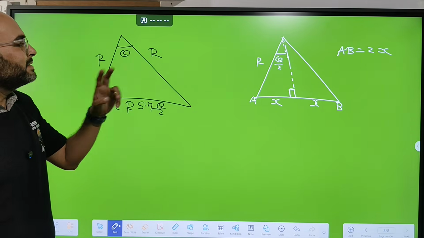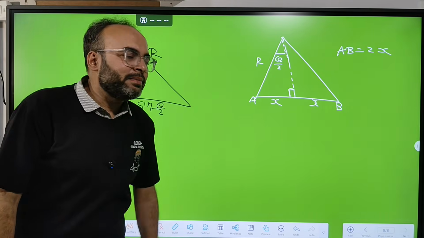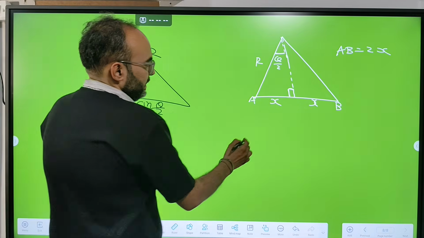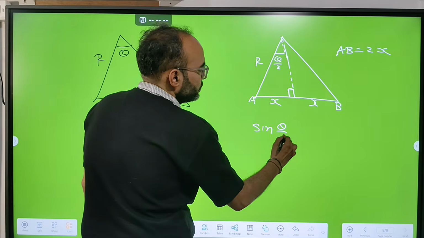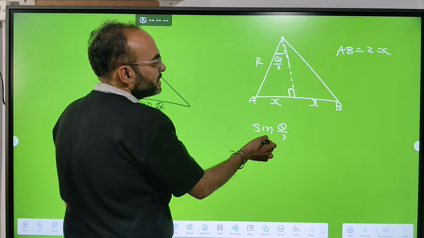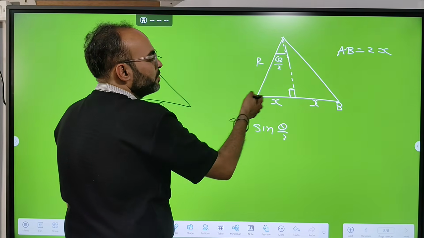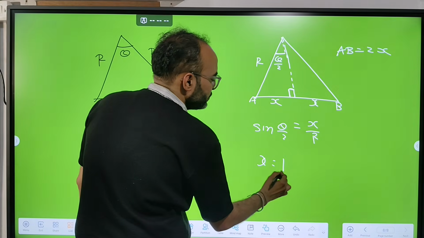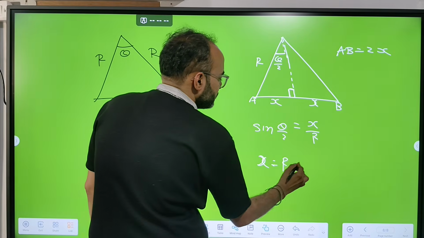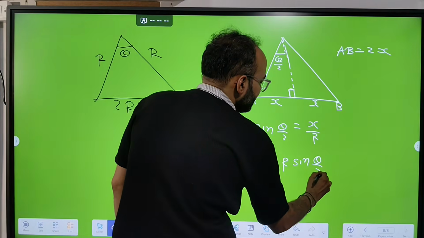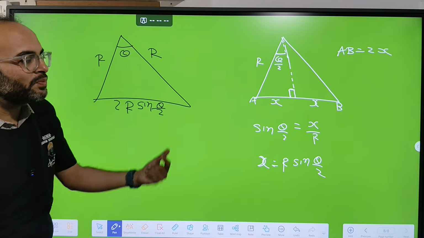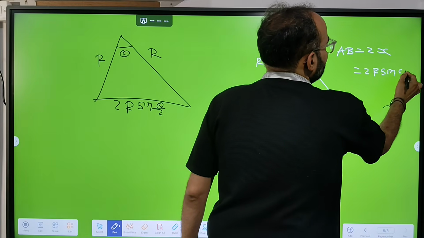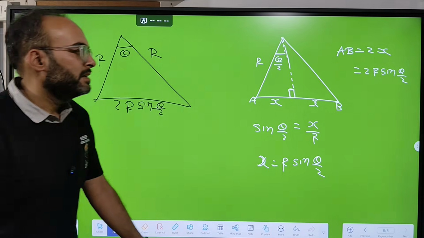So we take perpendicular bisector, total angle theta, half angle theta by 2. Now we want to find X. So how to find X? If we take trigonometric function sine, angle theta by 2, sine means opposite by hypotenuse, x by r. So x equals r sine theta by 2. So what is AB? AB is 2x, and x is r sine theta by 2. चलो तो हो गया प्रूफ.